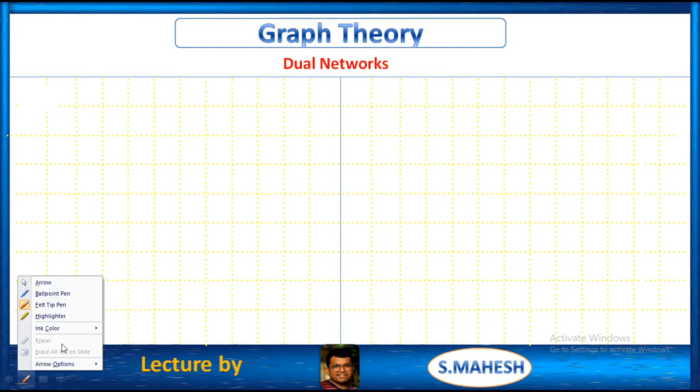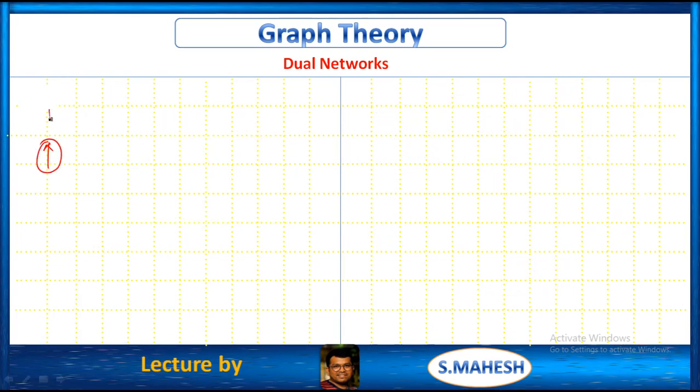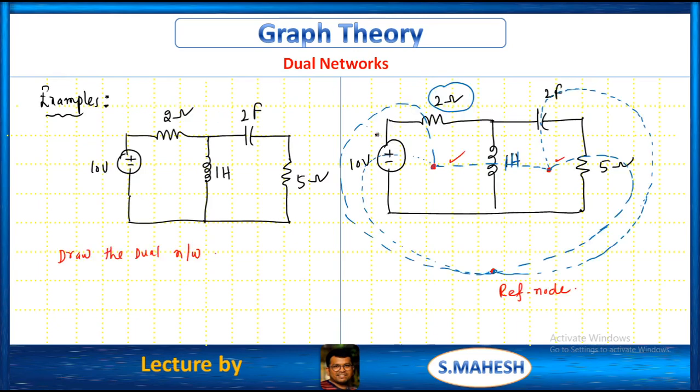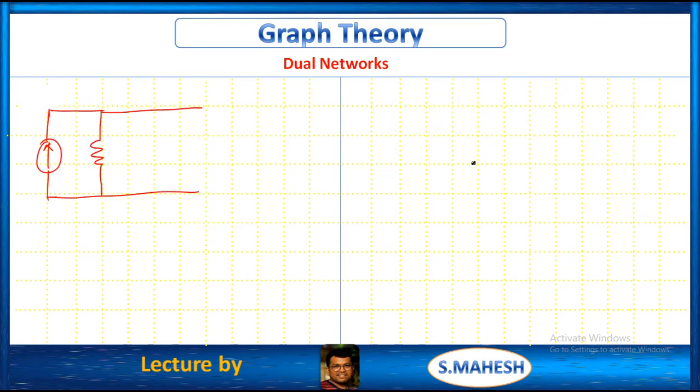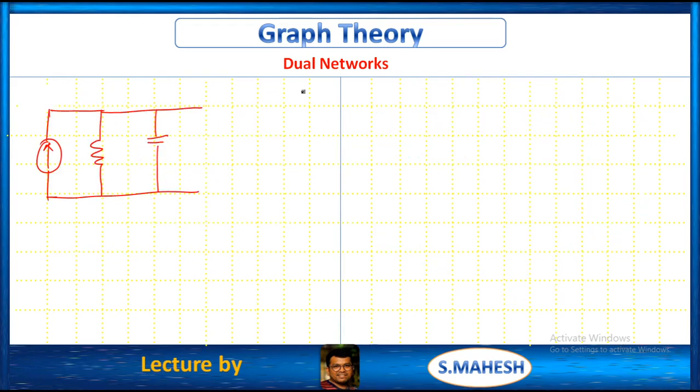Okay. Therefore, what is the dual? Voltage source is represented with what? Current source. That is placed upwards. That is like this. Resistance is replaced with conductance. Completed. Next, this is completed, this is completed. Next, what about inductance? The inductance is replaced with capacitance, right? Completed. This is also completed.